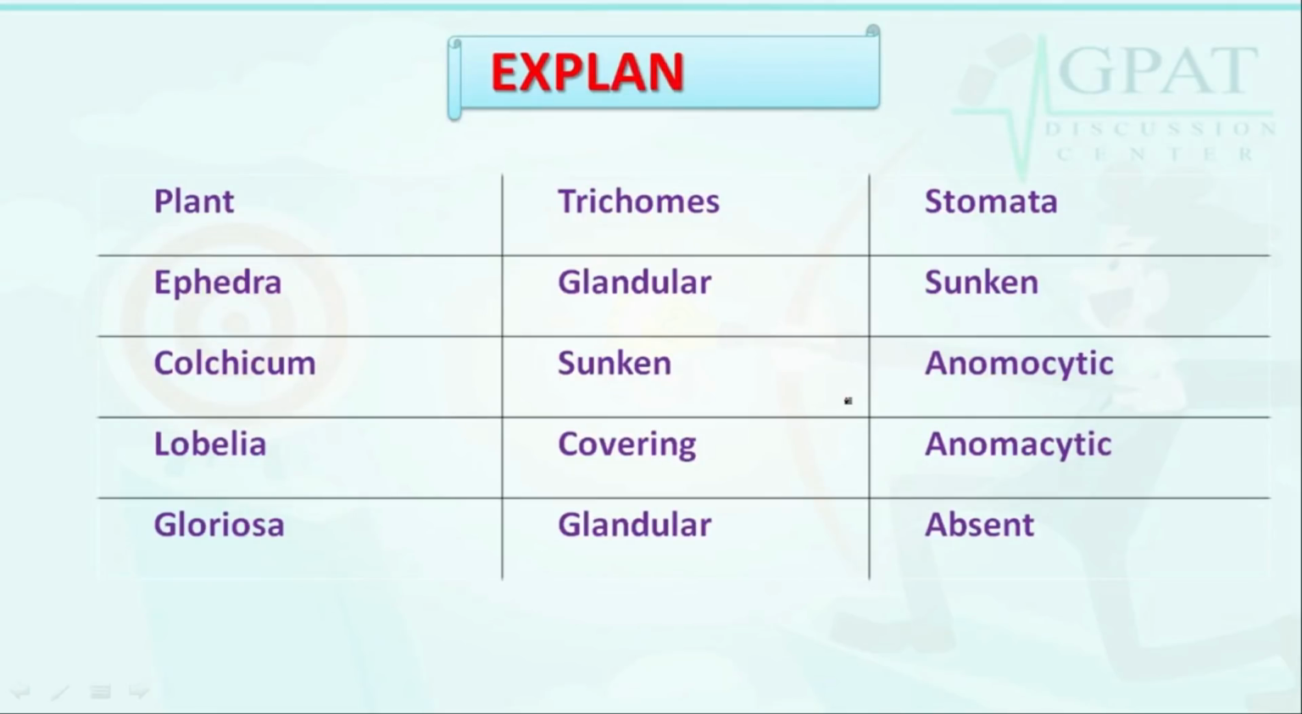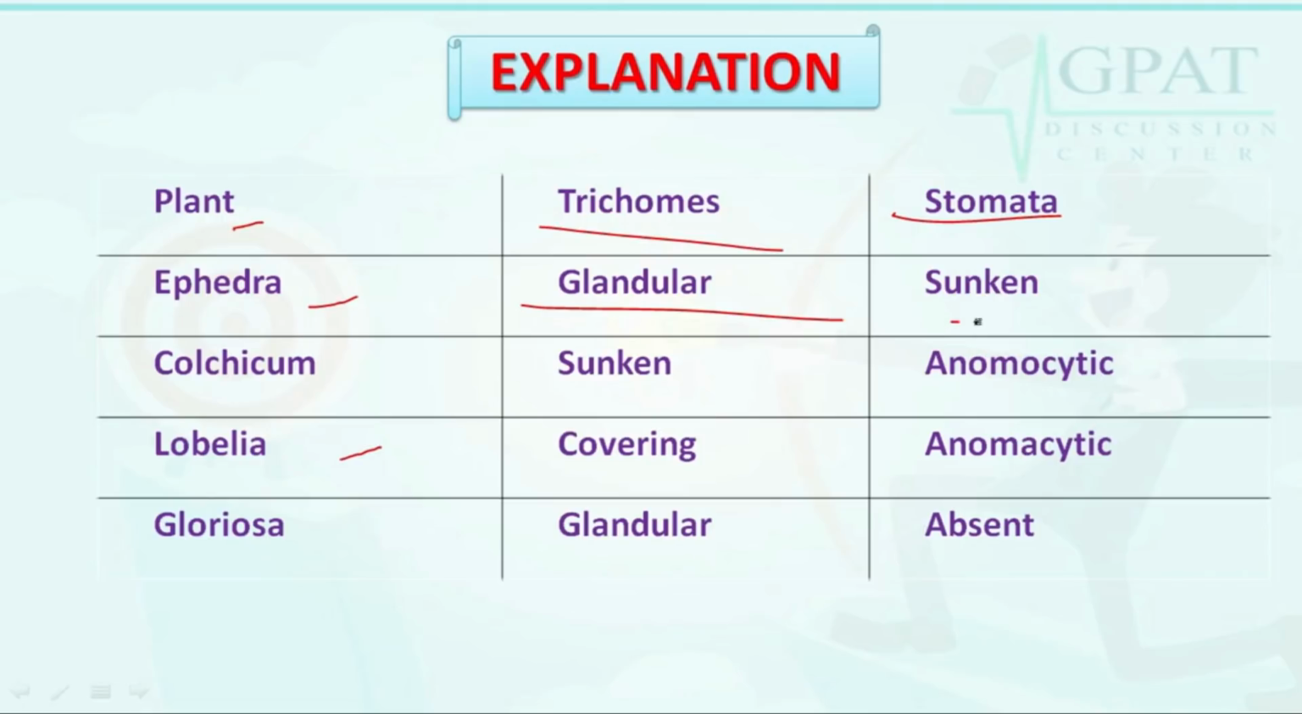Let's discuss with the help of explanation. Here we have just given a plant name, the trichomes and stomata. So in the first plant, there are glandular trichomes and sunken stomata, whereas in colchicum, sunken trichomes and anomocytic stomata. In lobelia, covering trichomes and anomocytic stomata, and in gloriosa, glandular trichomes and absent stomata. So it's all about this question. Students, just try to note down these short points, because sometimes the question may also hit from these.